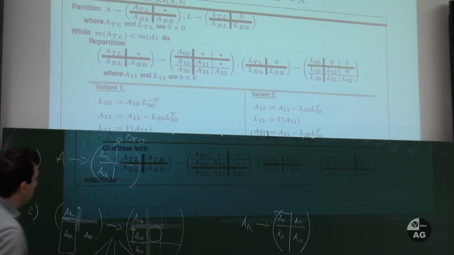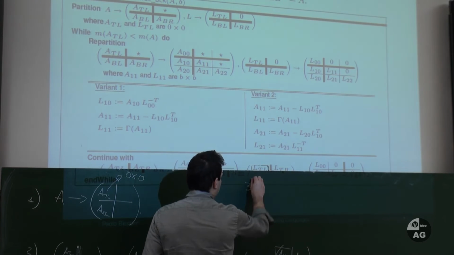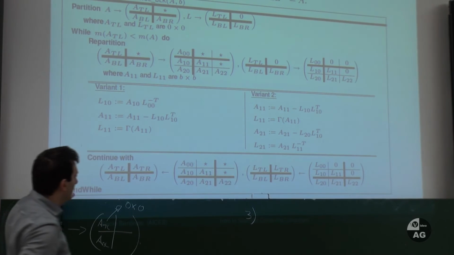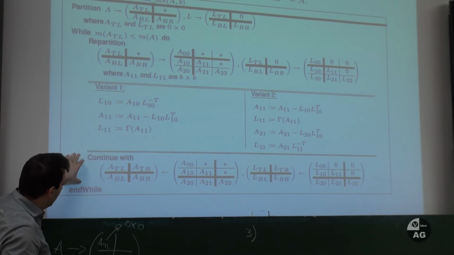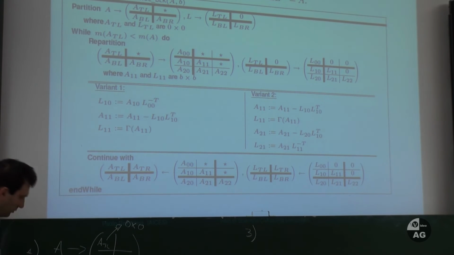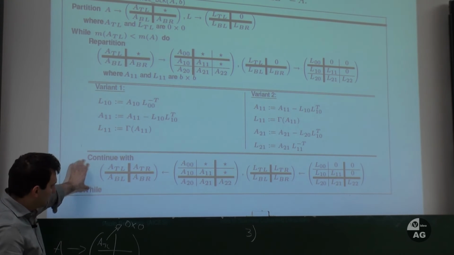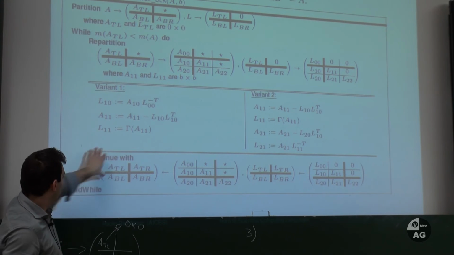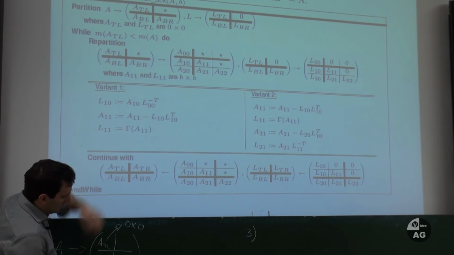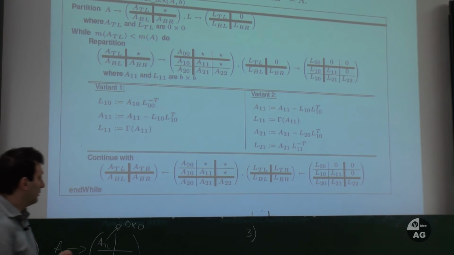Okay, part 1, part 2, and now number 3. Comment number 3 is this continue with, which does the opposite of number 2. Number 2 takes a 2 by 2 matrix and splits it into 3 by 3. Continue with starts from a 3 by 3 matrix and recompacts it into a 2 by 2. And here I don't even have to specify sizes. I don't have to do anything.